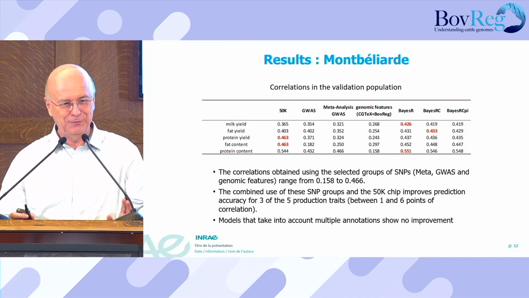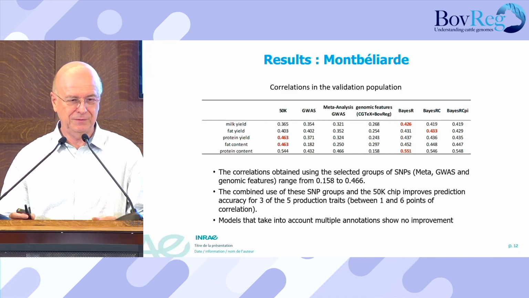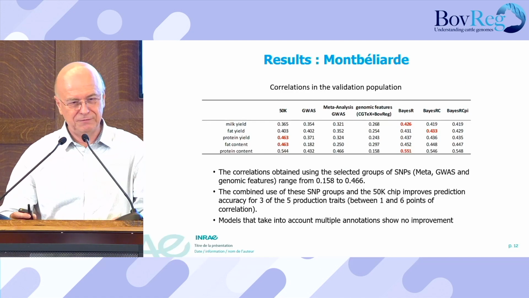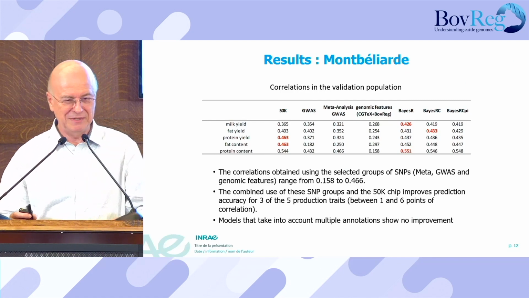So first of all, if you consider only the variance from the annotations, excluding the 50K, you can see that the prediction is rather poor. So the 50K information is very important. Then if you combine the 50K with the different annotations in BiasR, BiasRC, and BiasRCPI, the difference here is not extremely large.